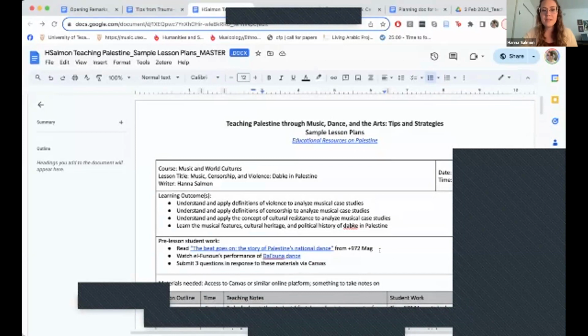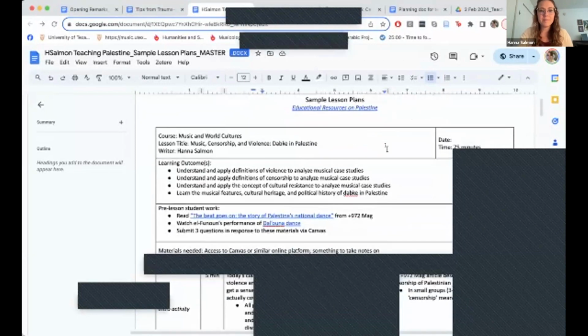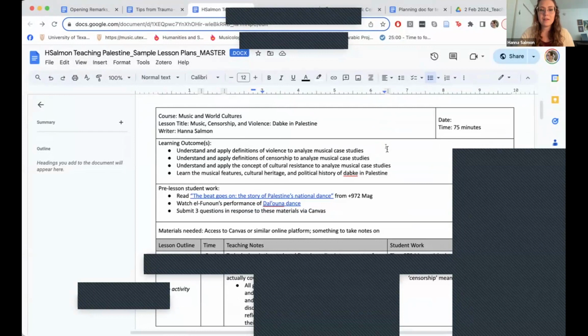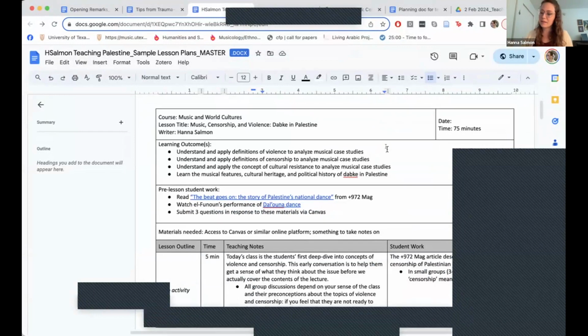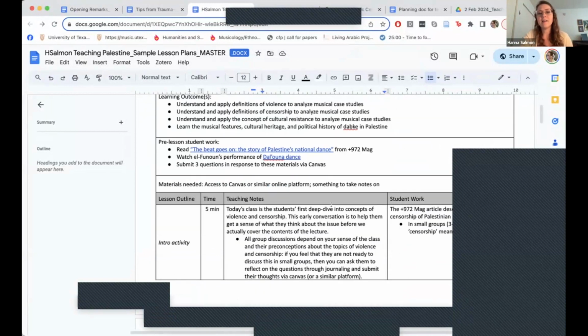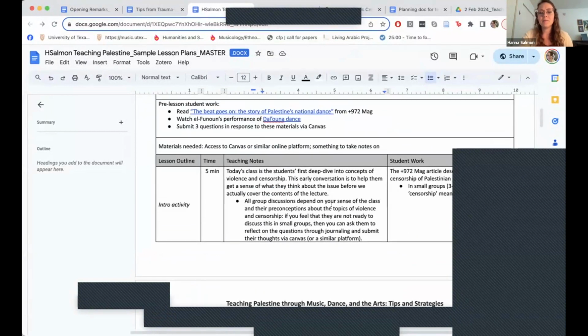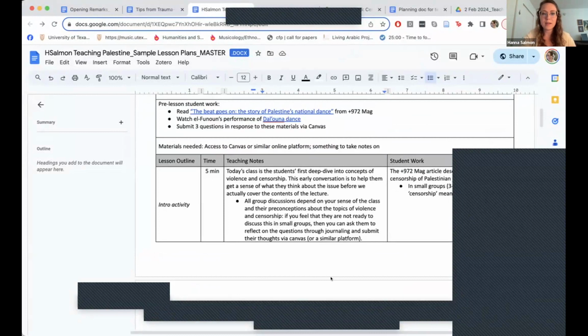So this lesson plan starts by discussing censorship and violence, and then works through applying those concepts to Palestinian cultural production, focusing explicitly on Debka, and Debka performed by El Funun, which is a very famous and important cultural organization, Debka troupe in Palestine.